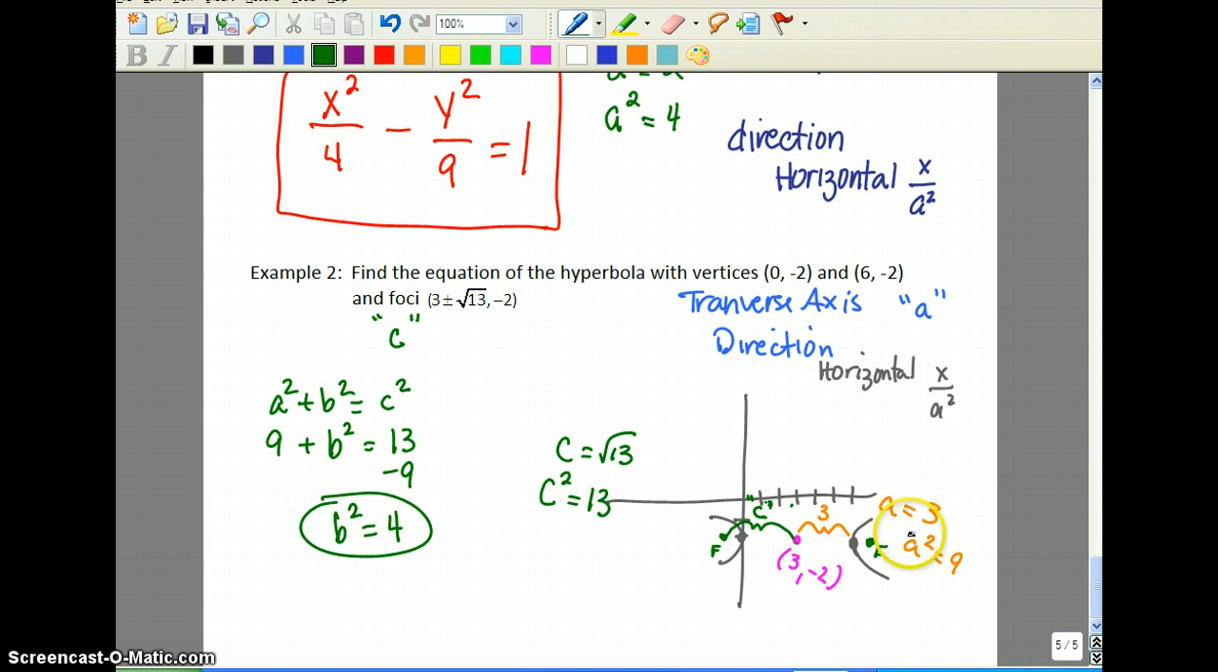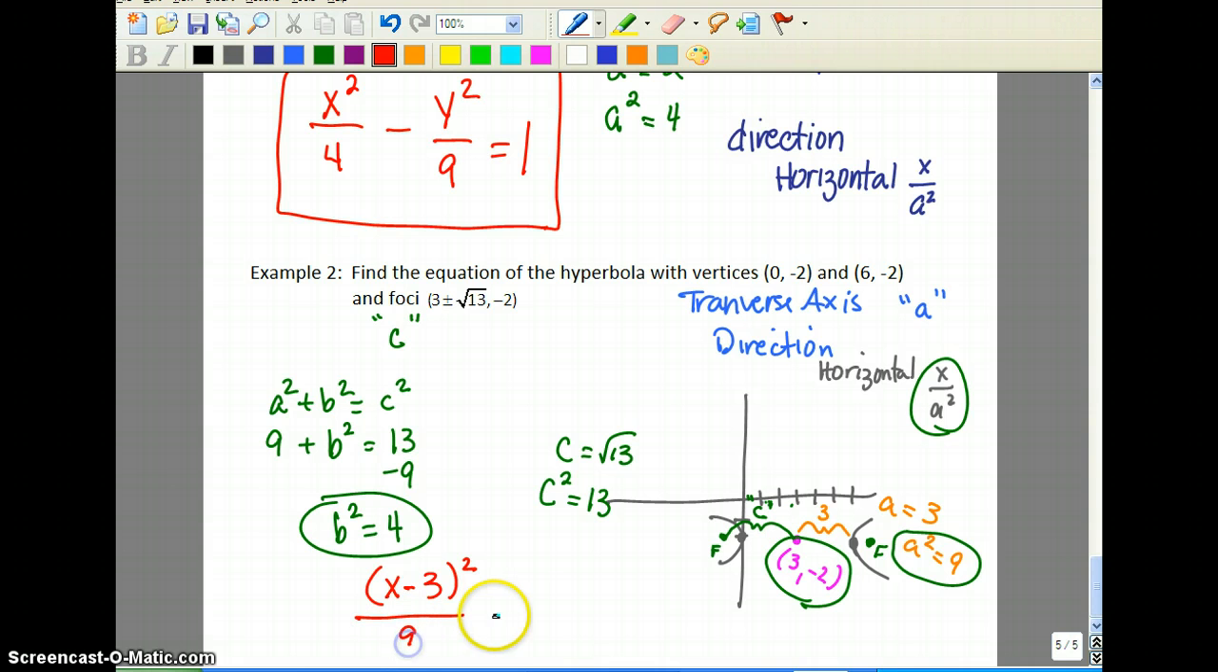So we've got b squared, we've got a squared, we've got the center, and we have the direction. We should be able to write the answer. We want the x over the a, so the x goes first. x minus h squared over a squared minus y minus k, but it's negative 2, so that's y plus 2, squared over b squared equals 1. And that's your solution.